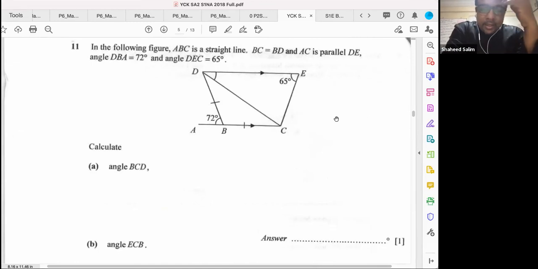Okay, you want to find BCD. BCD. They did not mark it, so I will mark it for you. BCD. ECB. Hey, hold on. BCD, so the center one here. Then the next one, ECB. Okay, I use another color.